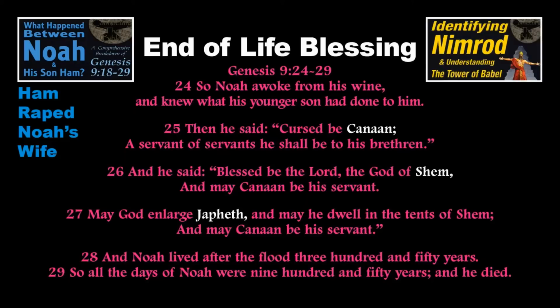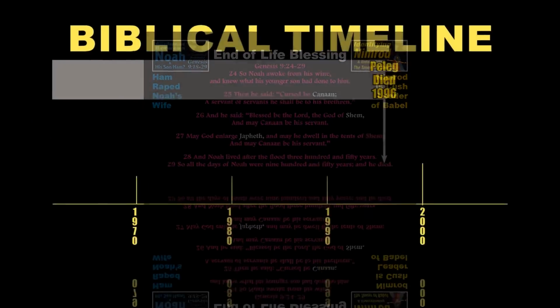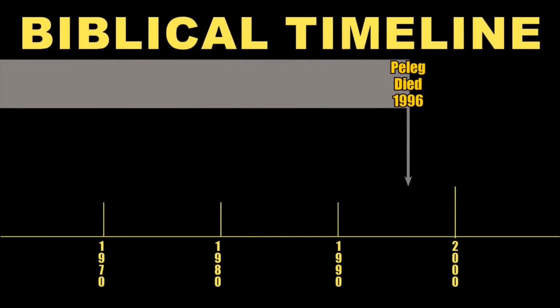Then we have to take the knowledge in our video about identifying Nimrod. It's a longer video, but basically Nimrod is Cush, the son of Ham, and Cush was the leader behind the Tower of Babel. So if Ham raped Noah's wife, and his son Cush was the leader of Babel, the open rebellion against God, then those two evil events seem to be connected as they are father and son. And if Noah's blessing and curse was an end-of-life blessing, then by definition, it was towards the end of Noah's life. Let's go back to the timeline zoomed in on the last 30 years of Peleg's life.